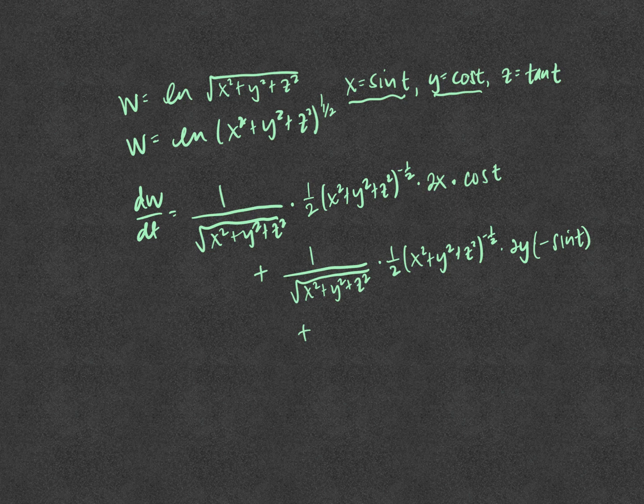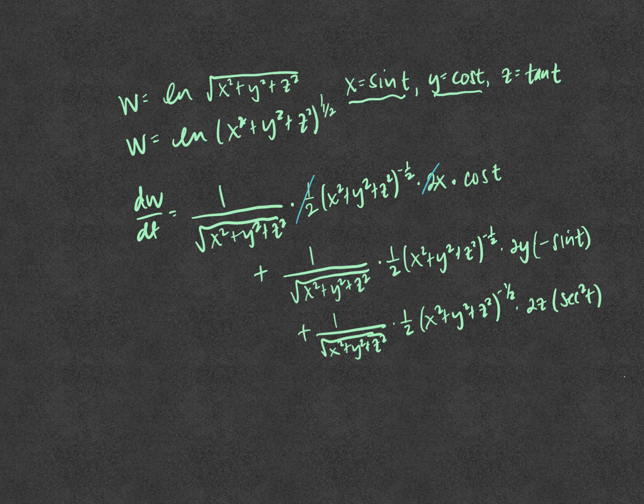Plus, we're doing the derivative with respect to z. So we have 1 over the square root of x squared plus y squared plus z squared times 1/2 times x squared plus y squared plus z squared to the minus 1/2 times 2z, and the derivative of tangent is secant squared. So now let's clean this up. The 2, let's go back up here. This 2 cancels with this 1/2. And this is a negative 1/2, and we have a denominator with the square root, so that becomes a squared.